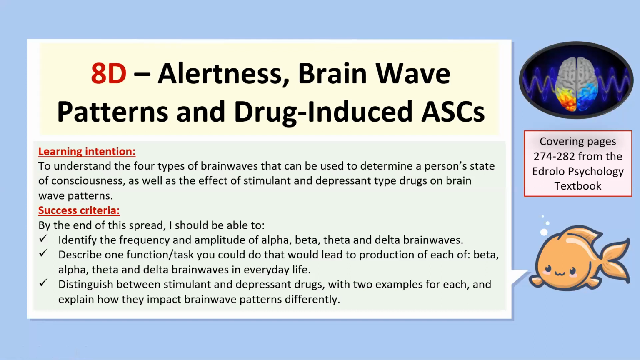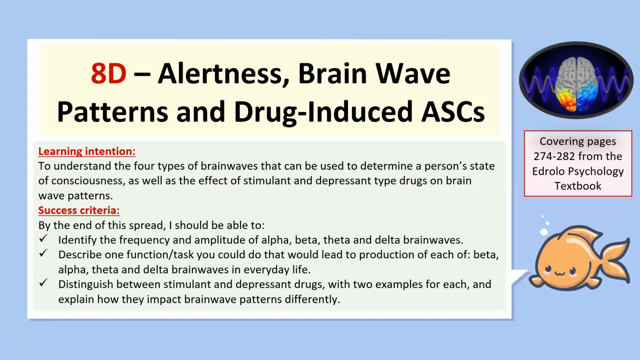8D is pretty short, so I'll just cover 8D and that'll wrap up chapter 8 for us today. So we're going to move on to 8D. 8D covers some of the topics we looked at in 8C, mainly looking at alertness. We're looking at the 4 types of brainwaves that I talked about at the beginning.